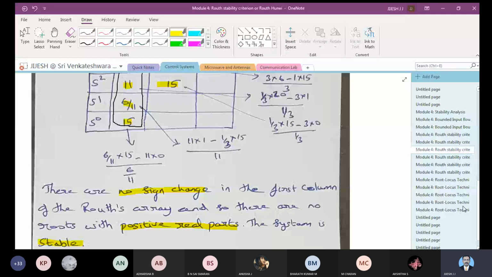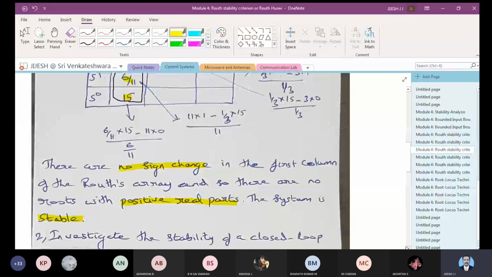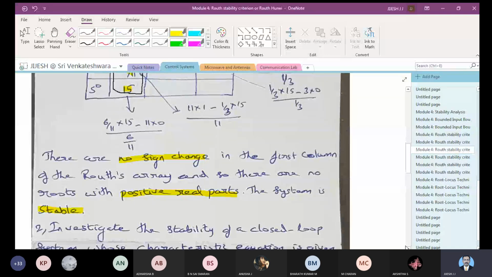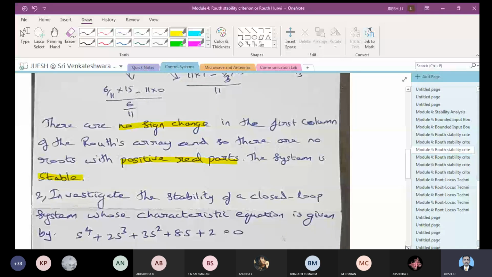So you can write down the system is stable. You just write down the statement. Similarly, you have to write when you are completing, when you do it for the exams also. You have to write whether the system is stable, unstable, or marginally stable. That is the answer for this problem.